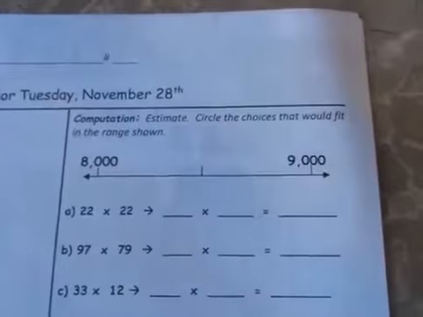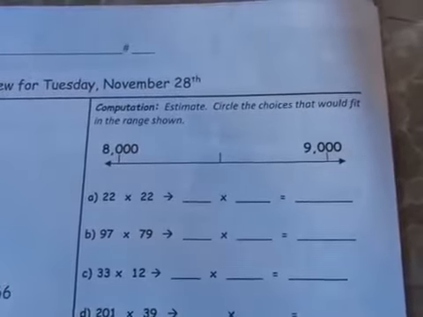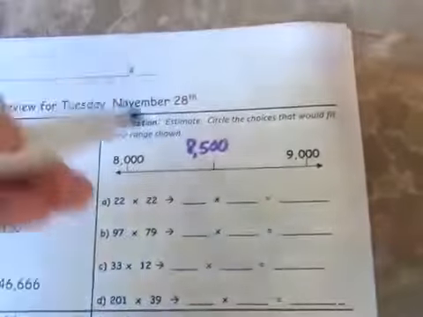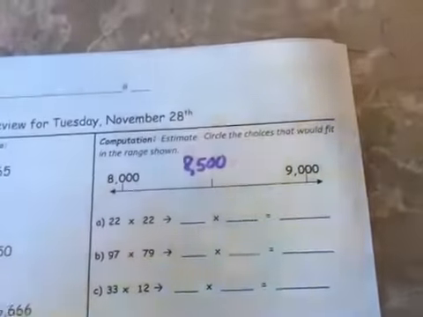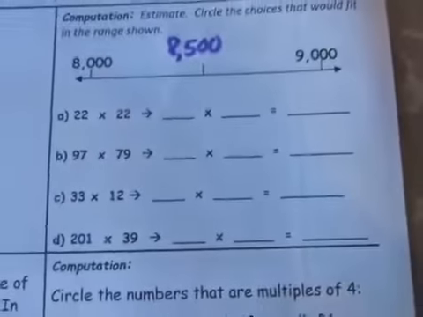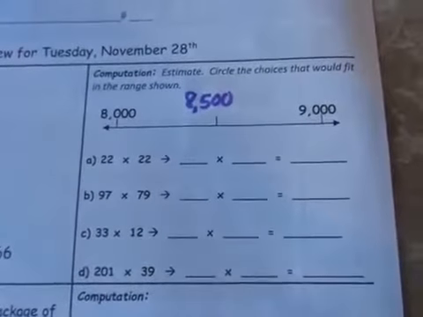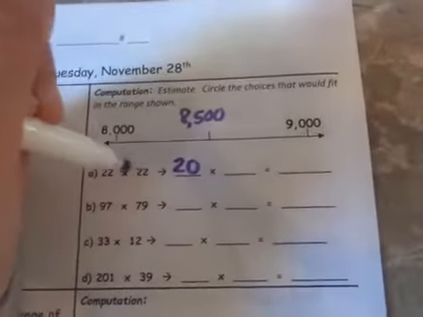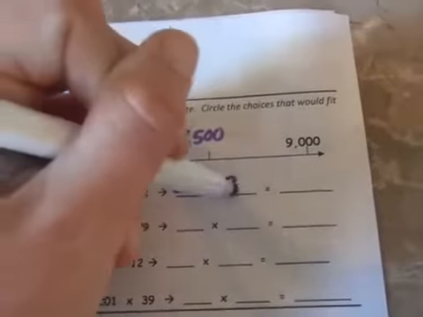Alright, the next square is asking me to estimate and then circle the choices that would fit between 8,000 and 9,000. Well, I know this is going to be 8,500. So if it's between 8,000 and 9,000, I'm going to put it on my number line. So I'm going to estimate, then multiply. 22 estimates to 20. 22, same thing, estimates to 20.